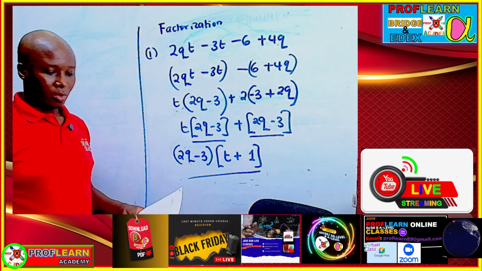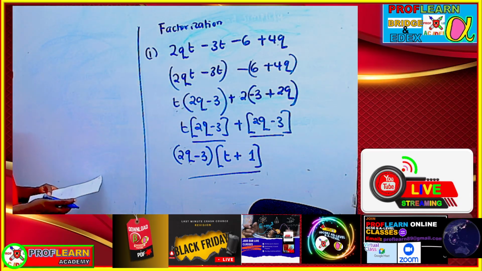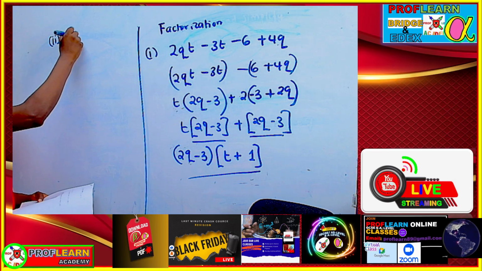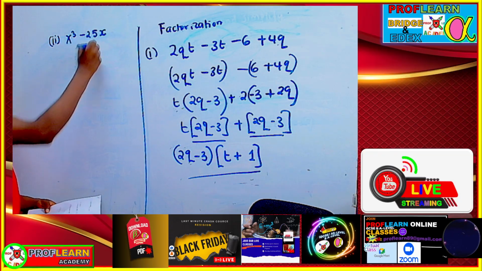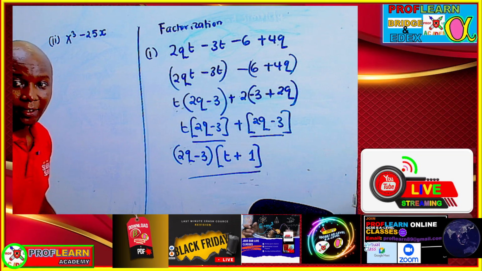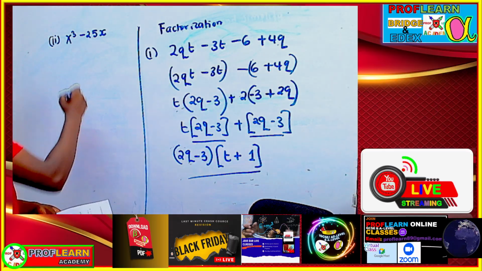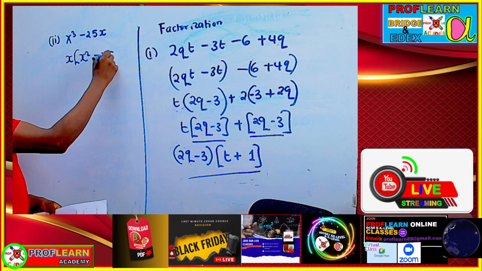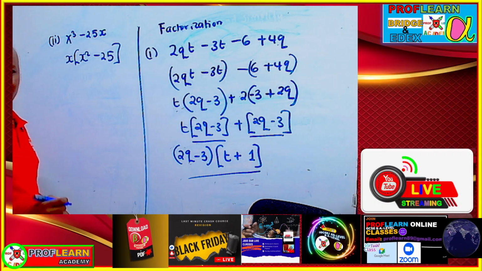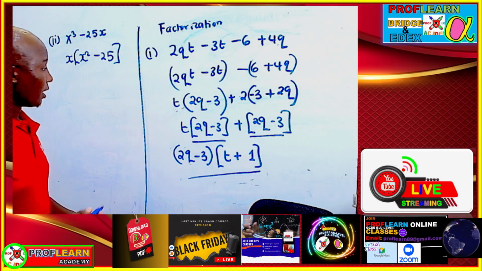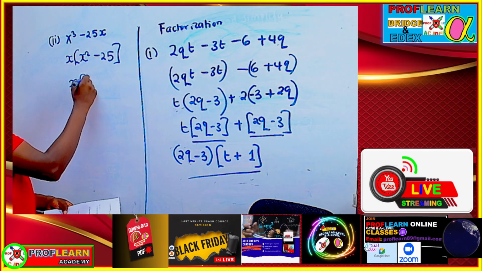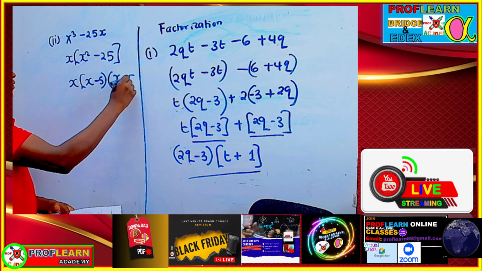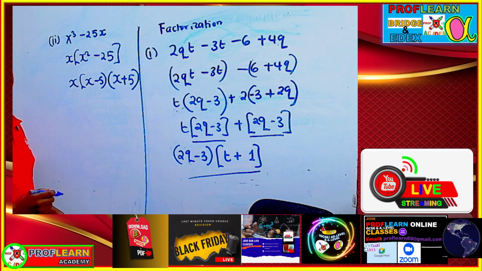Another sort of question that you can be told to factorize are questions like Roman 2. Here you are told x cubed minus 25x. If you look at this expression here, x is common, and if you factor out x, you are going to remain with x squared minus 25. But whatever you have is a difference of two squares, so this is going to be x into bracket (x minus 5)(x plus 5). So this is now fully factorized.